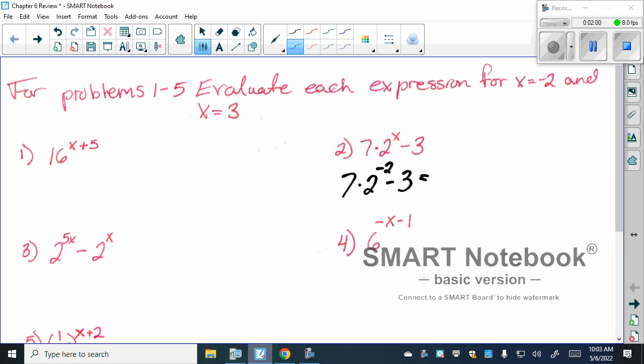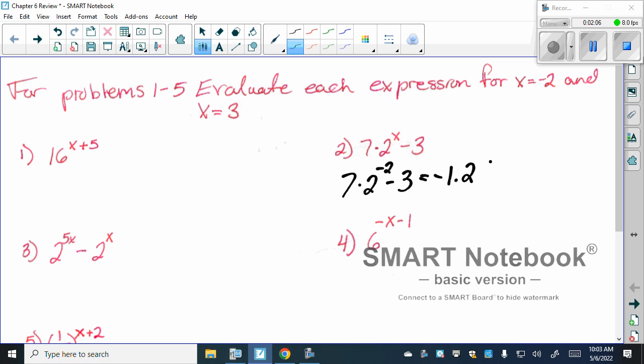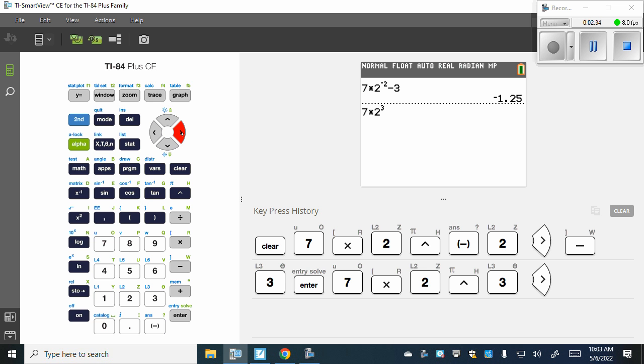So for this one here, that's half of it. So all we had to do is type it into the calculator. It gave us our answer, and we're partway done. Well, the reason we're partway done is we also have to do it when x is 3. So we're plugging x as -2 in first, and then plugging it in as 3. So we can say 7 times 2 to the 3rd minus 3. And we get 53.